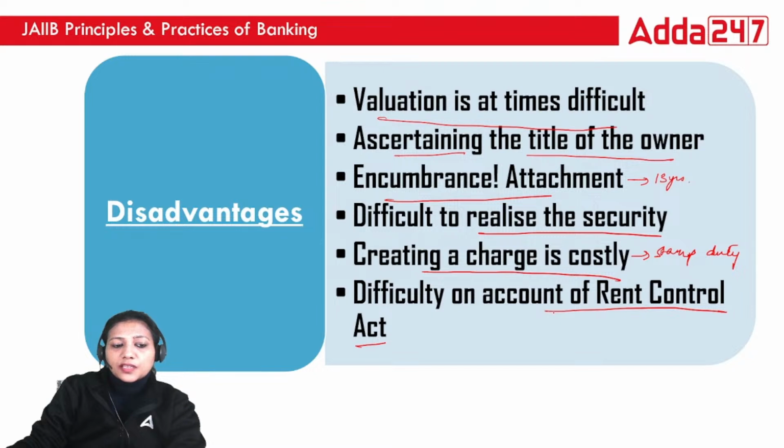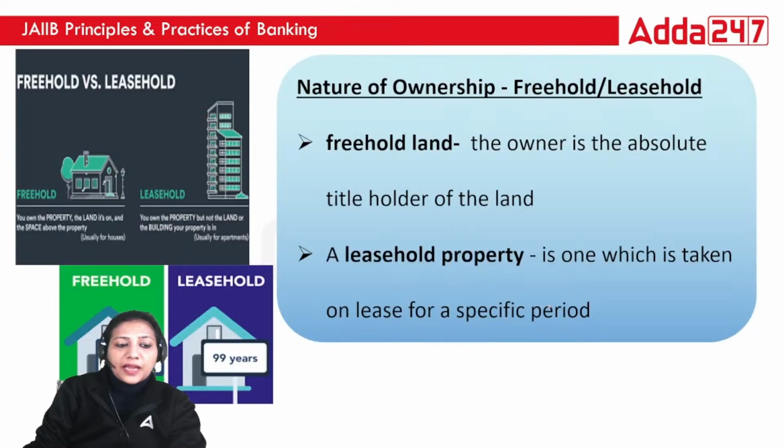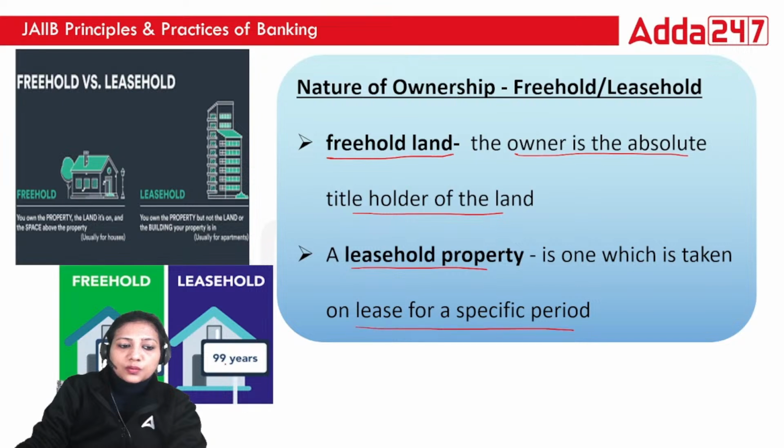If the property has been given on rent, then there is a Rent Control Act under which it becomes difficult for the bank to take possession of the property. Now, the nature of ownership in properties could be freehold land or leasehold property. In freehold land, the owner is the absolute title holder of the land, and a leasehold property is given for a specific period, like 99 years, and in freehold there is an absolute title to the customer.